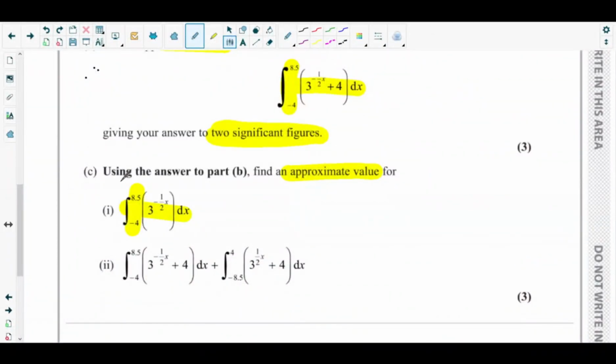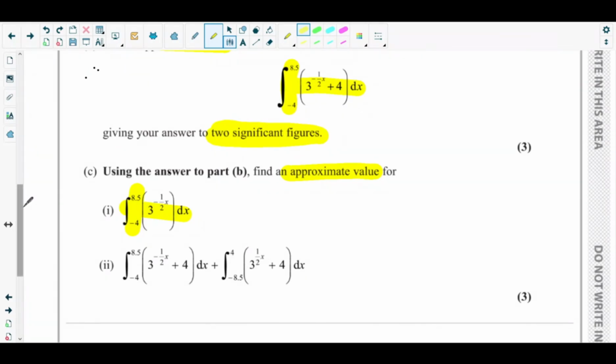Next is part C2. In part C2, they're asking to find the approximate value for the integration from -4 to 8.5 of 3 to the power inverse half of x plus 4 dx, plus the integration from -8.5 to 4 of 3 to the power half of x plus 4 dx.